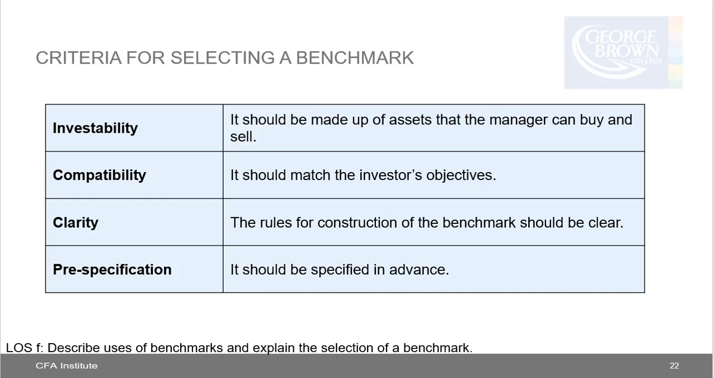Number two is compatibility. The benchmark should have an appropriate composition and level of risk for the investor. In other words, it should match the investor's objectives. Number three is clarity. The rules governing the construction of the benchmark should be clear. This clarity should extend to the weighting of individual benchmark constituents, to the method used to calculate benchmark returns, and to the process used to add and remove constituents to and from the benchmark over time.